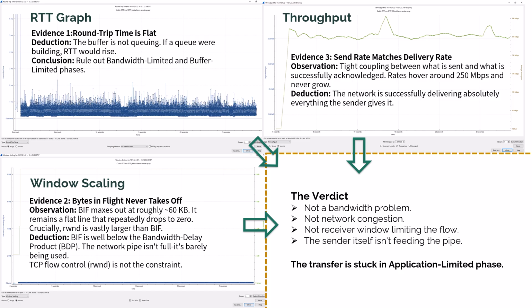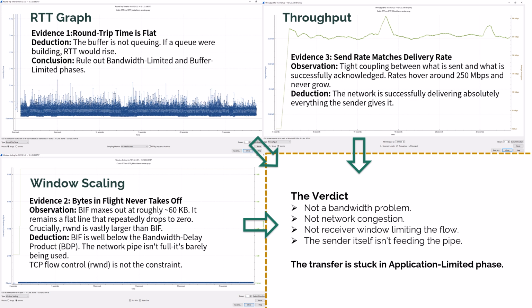Now let's put all 3 graphs side by side. We have 3 pieces of evidence. First, RTT is flat, no queuing delay. This rules out bandwidth limited, let alone buffer limited. Both of those would show rising RTT. Second, bytes in flight is just a little more than 60 kilobytes. It's a flat line that never grows and it repeatedly drops to 0. Combined with RTT staying at base RTT, this means bytes in flight is below BDP. It never grows to reach BDP. The pipe isn't full, not even close.